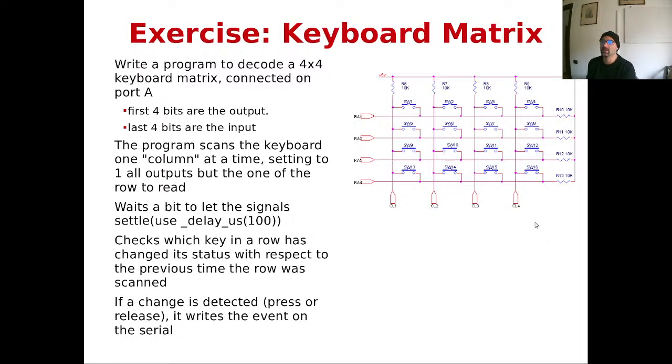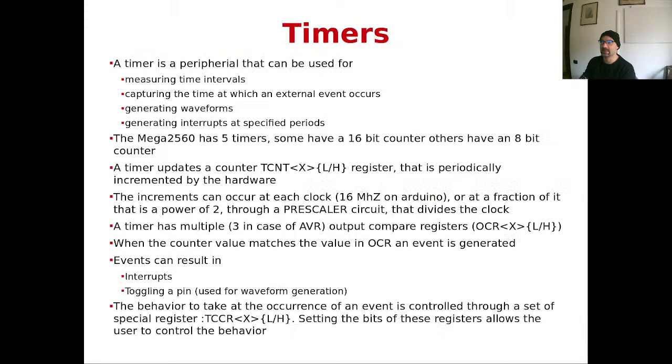And if I would have to implement this program, I would check which key in this row has changed status with respect to the previous instant, and I would output only an event to the serial line. To this extent, I could use basically a 16-bit value. All right, this is the second exercise.